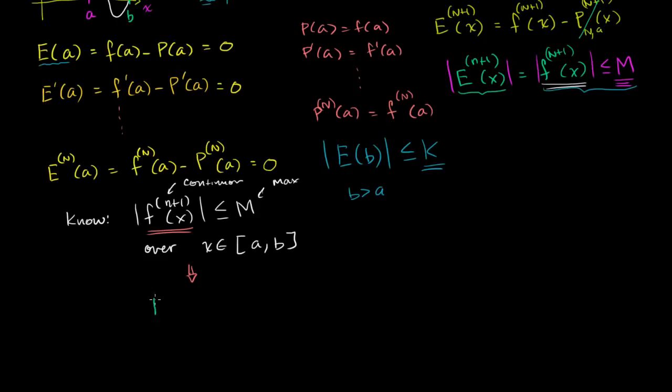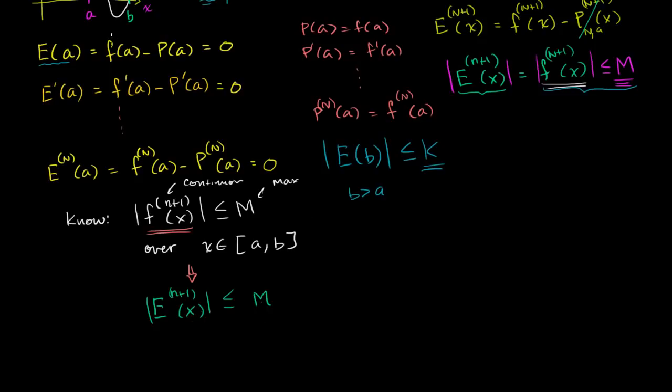That implies that the n plus 1th derivative of the error function, the absolute value of it, because these are the same thing, is also bounded by M. So that's a little bit of an interesting result, but it gets us nowhere near there. It might look similar, but this is the n plus 1th derivative of the error function, and we'll have to think about how we can get an M in the future.